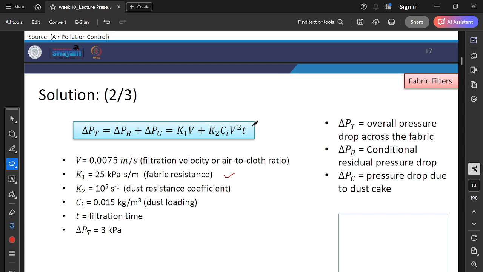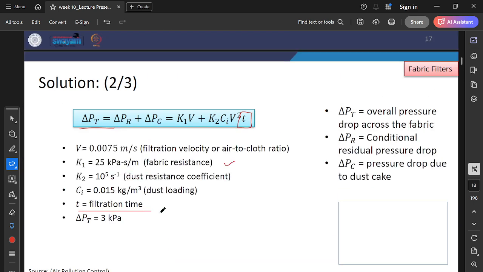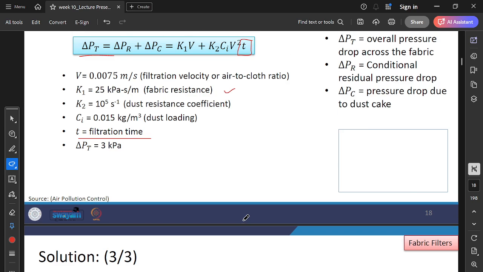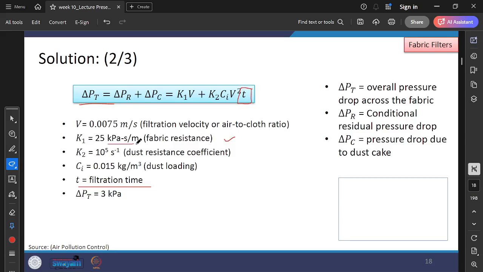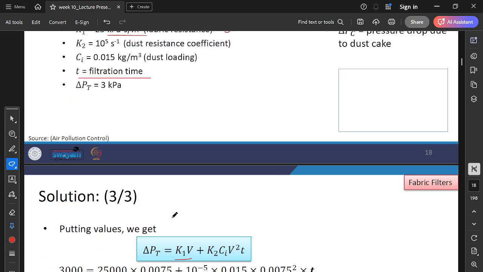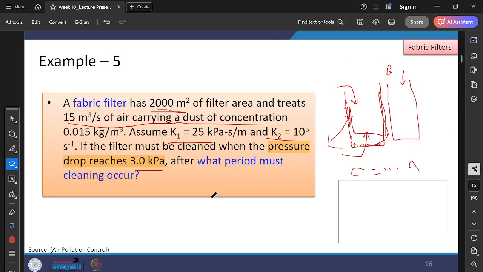Okay. Now t is the unknown. That's what they asked in the question: filtration time or period of cleaning. So delta PT is substituted as 3 kilopascal. Everything they have converted into Pascal. So 3000. And K1, that value is also in kilopascal, 25. They changed it to 25,000 Pascal second. And V, how to find V? 0.75 meter per second. It's given in the question.